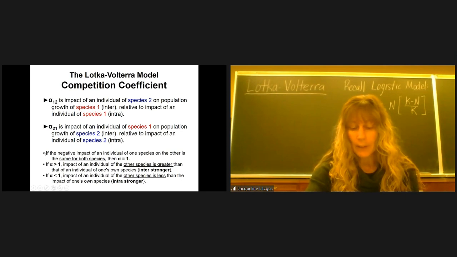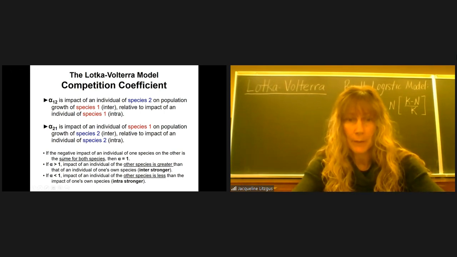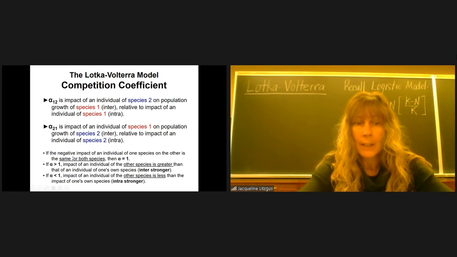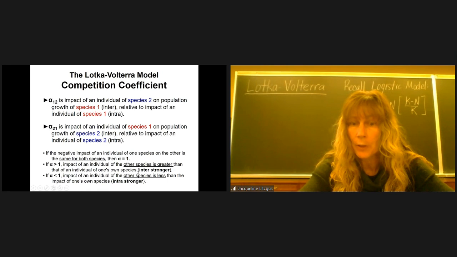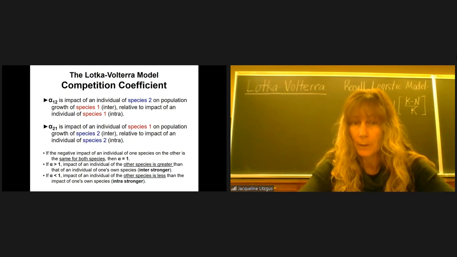If the negative impact of an individual of one species on the other species is the same for both species, so they impact each other the same, then that alpha value is one, right? Because it's the same. If, on the other hand, alpha is greater than one, this means that the impact of an individual of the other species is greater than the impact of individuals of your own species. So interspecific is stronger, okay? So again, if alpha is greater than one, the impact of an individual of the other species is greater than that of an individual of one's own species. Think about this symbol, the greater than symbol: the greater than symbol goes with the impact of the other species being greater, interspecific.